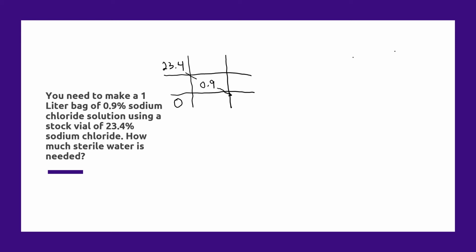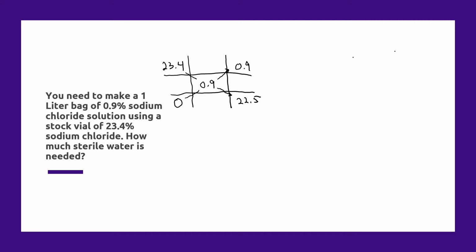And we're going to complete this by taking the larger concentration down here to the bottom right. It's going to be larger concentration subtracting your desired concentration. So 23.4 minus 0.9 is 22.5. And then we're going to take our lower concentration and take it up to the upper right hand by taking our desired concentration and subtracting the lower. So we're going to be left with 0.9 there.